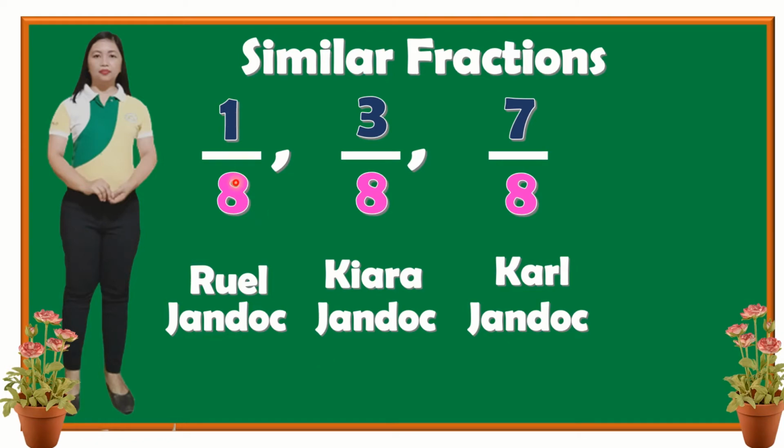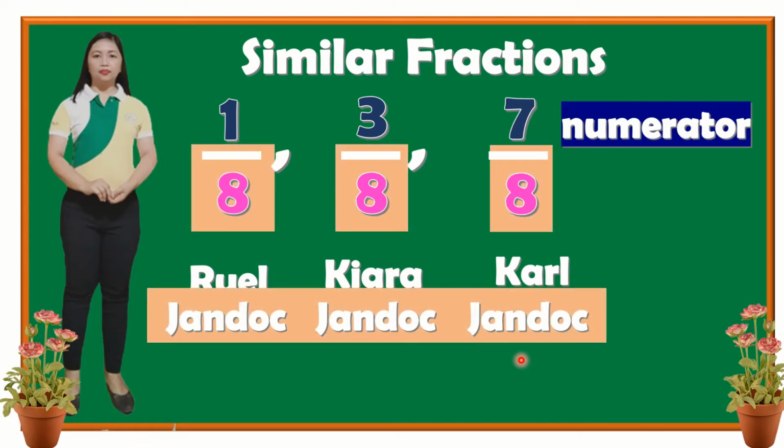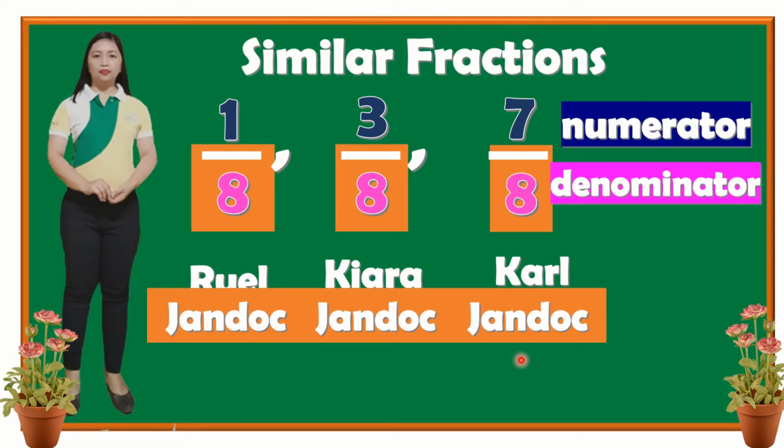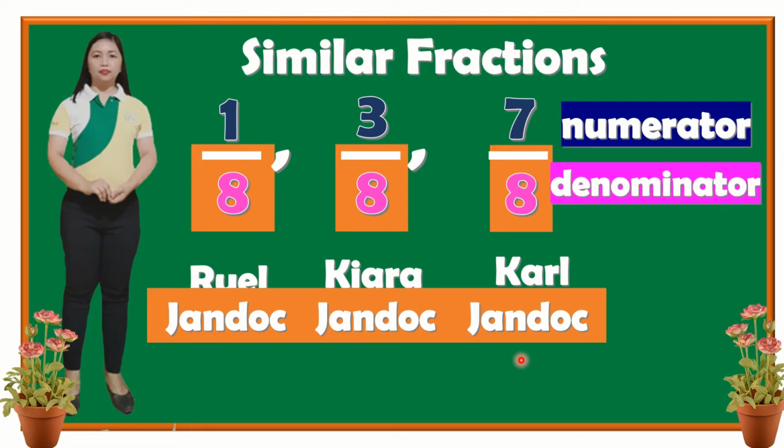Now, 1/8 represents Ruel Handok, then 3/8 represents Kiara Handok, and 7/8 represents Carl Handok. 1, 3, 7, Ruel, Kiara, and Carl, they are called numerators. 8 and Handok, because they are the same, they are called denominators, and they are similar fractions. Because a similar fraction has the same, we have the same what? Denominator. Correct.